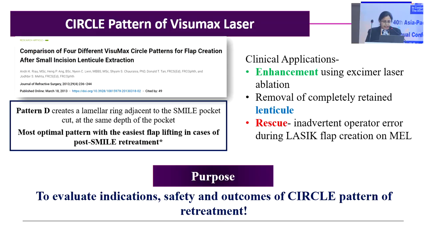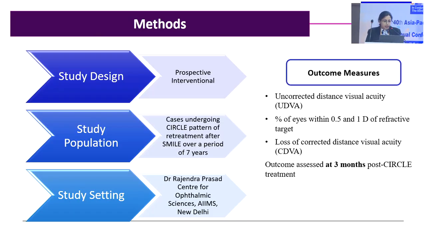The clinical applications are enhancement using excimer laser ablation, removal of a completely retained lenticule, and rescue in case of inadvertent operator errors or suction loss during the last step when you cannot enter a rescue mode and continue from there. Pattern D has been said to be the most optimal, with the easiest flap lifting in cases of post-SMILE retreatment. So we wanted to evaluate the indications, safety, and long-term outcomes of circle pattern of retreatment.